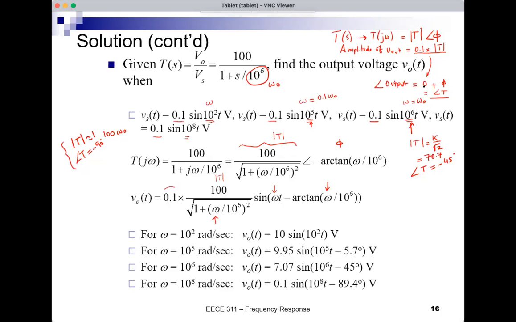Look at this dramatic drop from 10 to 0.1. Even at omega 0, it was 7, and then 2 decades ahead at 100 million radians per second, it's 0.1. The output is equal to the input in amplitude. If the frequency increases beyond 100 million, the output will be less than the input.